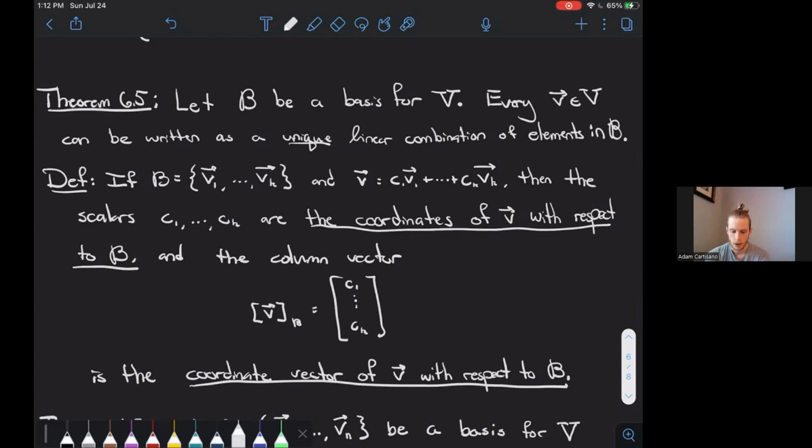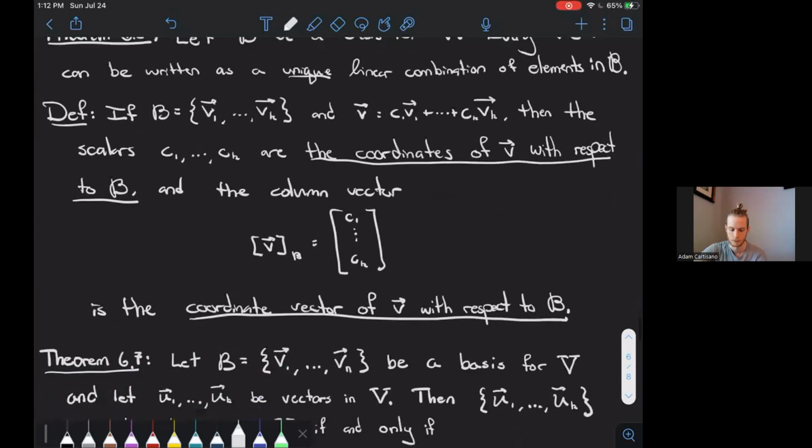So suppose that B is a basis, and v is expressible in terms of that basis uniquely with coefficients c1 up to ck. Then we call those coefficients the coordinates of v with respect to the basis B. We also say that the column vector v sub B is the coordinate vector of v with respect to B. You've seen this definition before, although it's about to become much more relevant, especially in the next section.